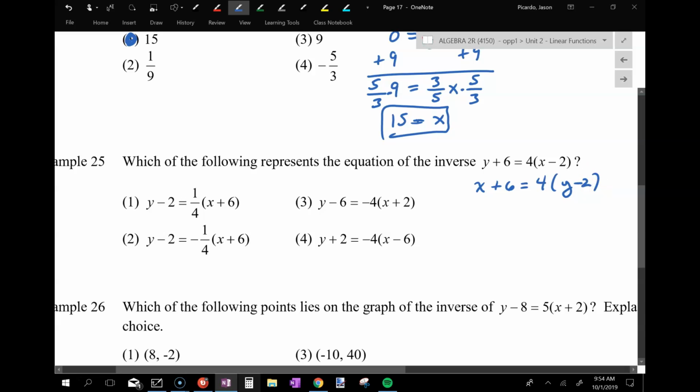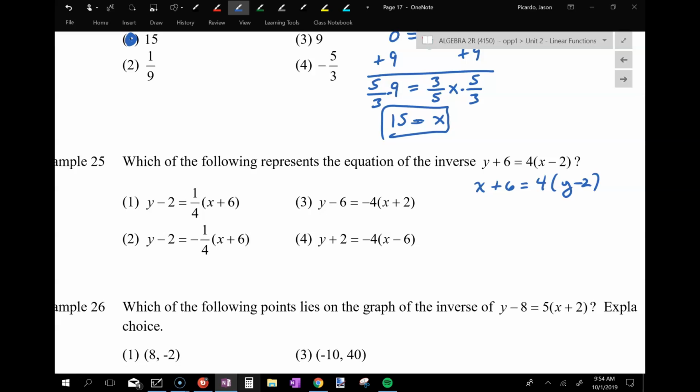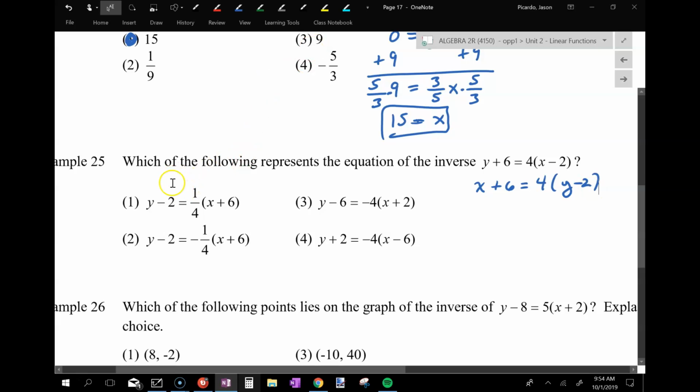All right, look at our choices. Is that any of our choices? Absolutely, positively not. If you look at all your choices, what is by itself? Well, there's a y minus 2, a y minus 2, a y minus 6, a y plus 2. I want to try to get this thing alone. What can I do to get this thing alone? What's being done to this whole thing? It's being multiplied by 4, right? So what's the opposite? Dividing by 4.